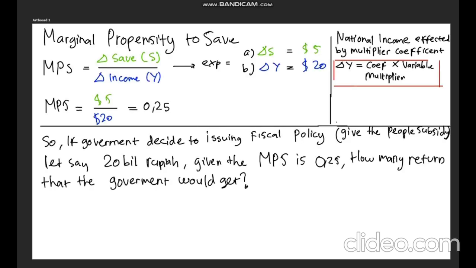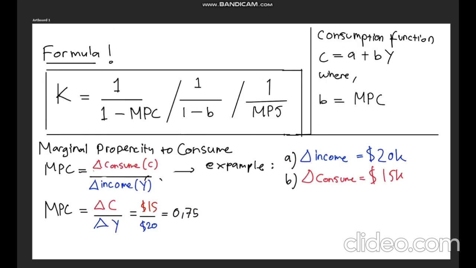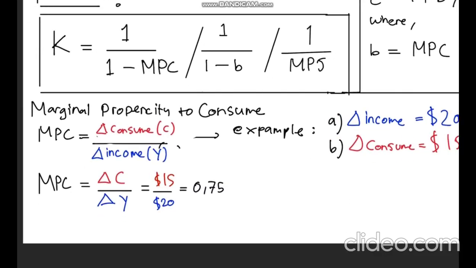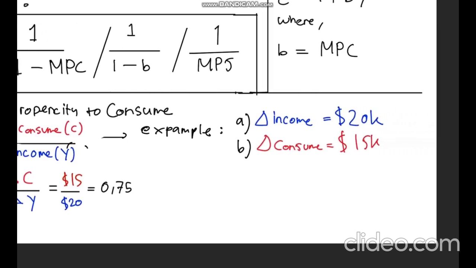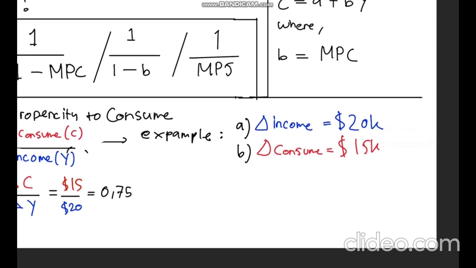What is MPC? MPC is the abbreviation of marginal propensity to consume. What does that mean? I will give you an example. If I have an income around Y, what is the comparison I get when consumption is divided by income? Delta Y is the change in income, and delta C is the change in consumption. If I get an income of around $20,000 per month and I consume about $15,000 a month, then that is my propensity to consume out of my income.